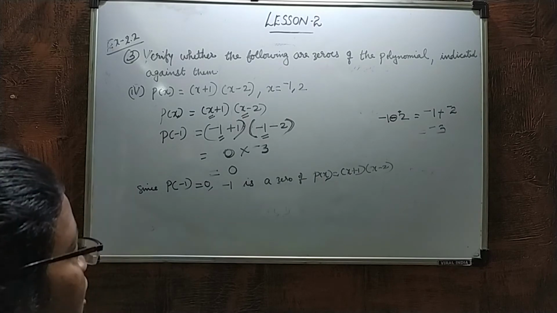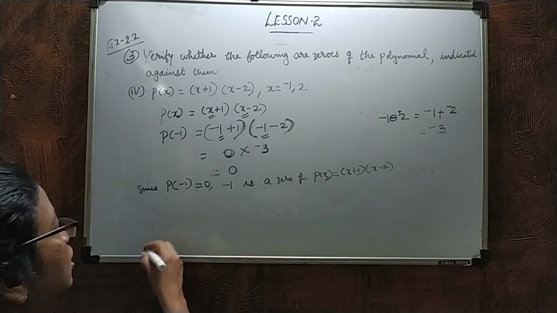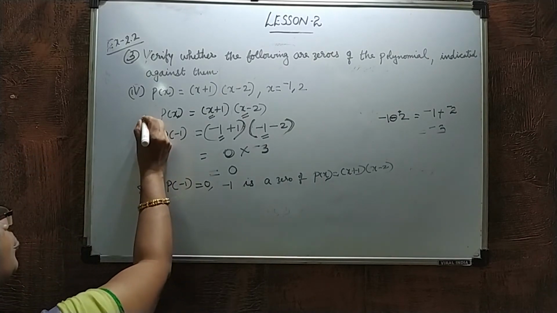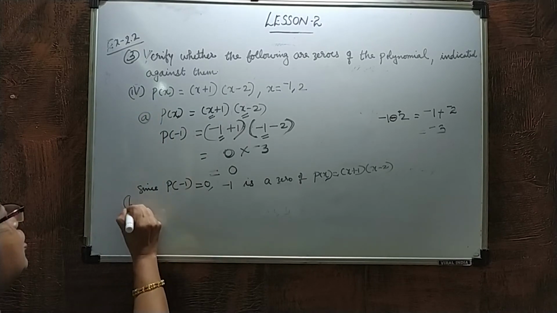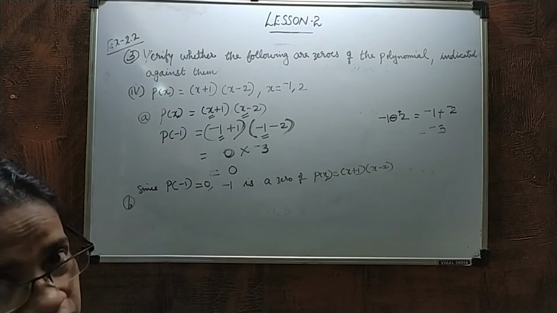Clear? Then second question. Again 2 is there. So this is A, if you want, you can do. Now B. It is x is equal to 2.